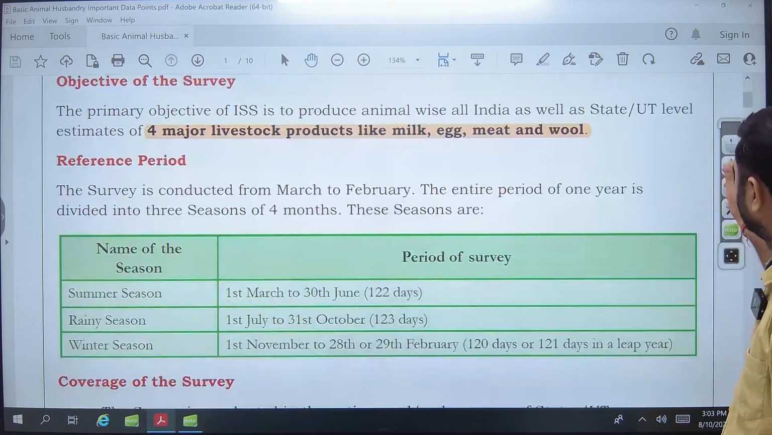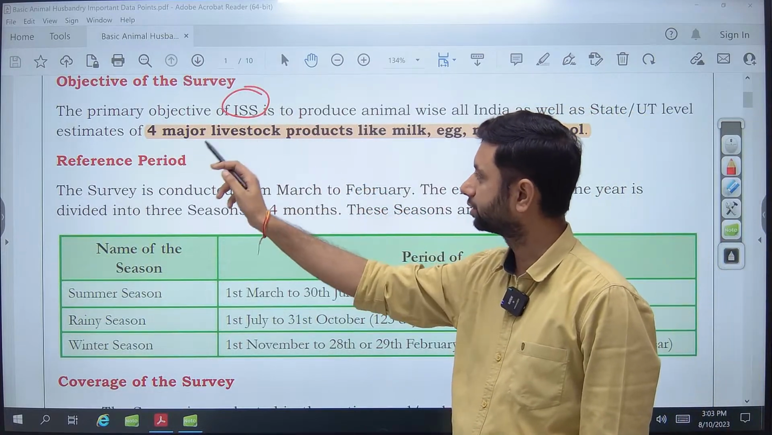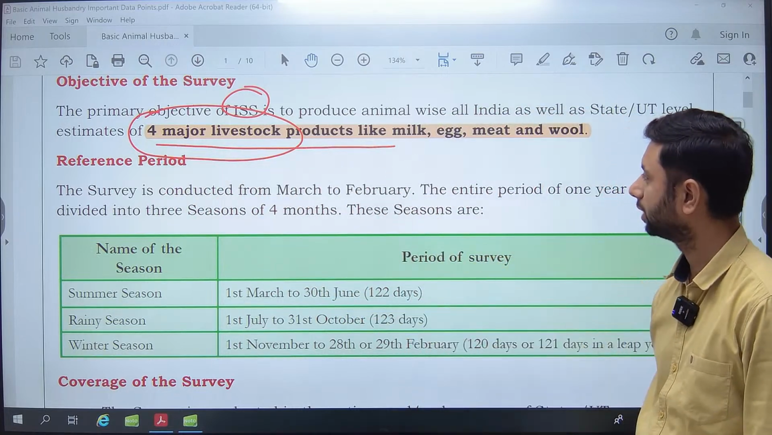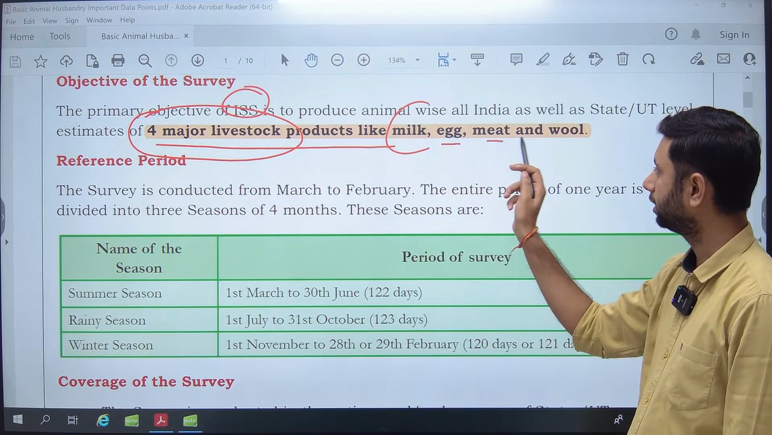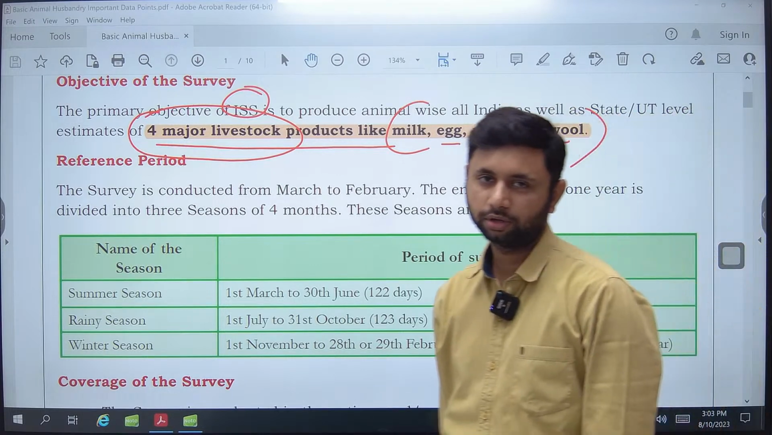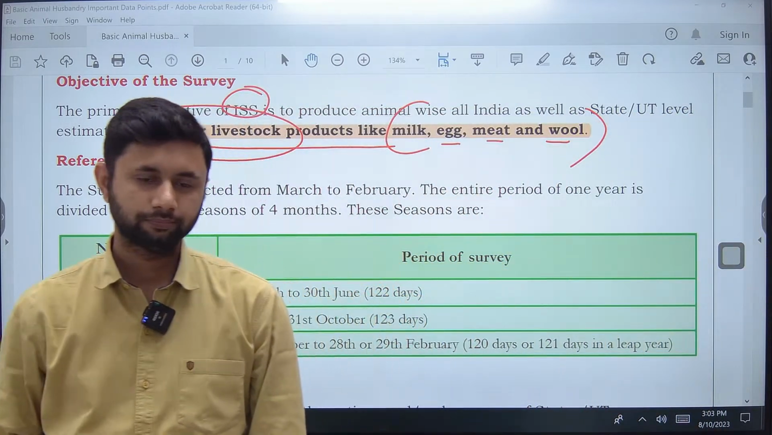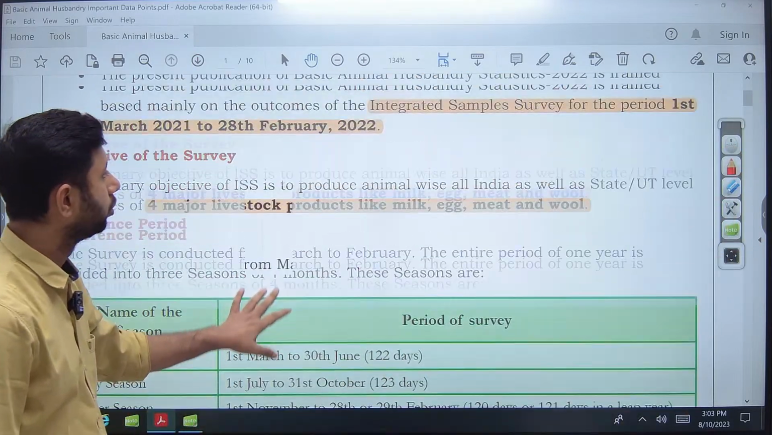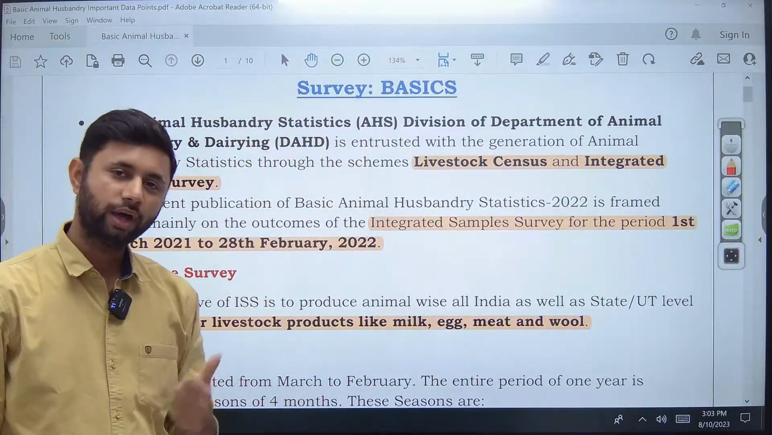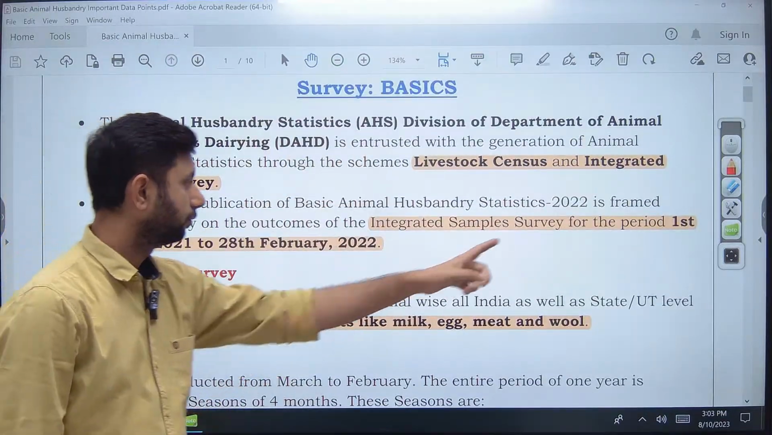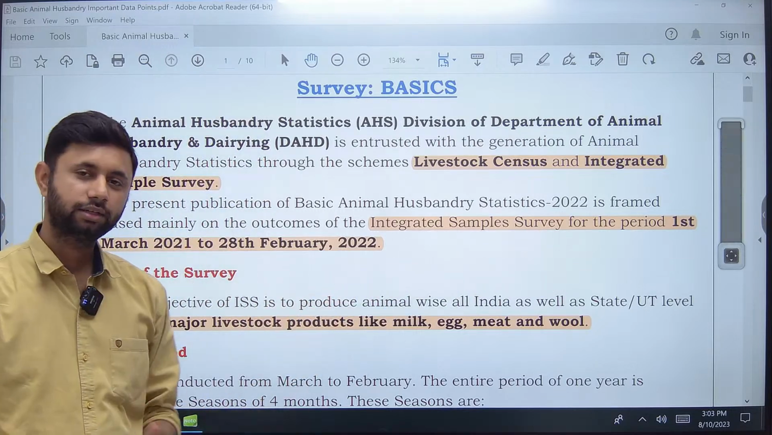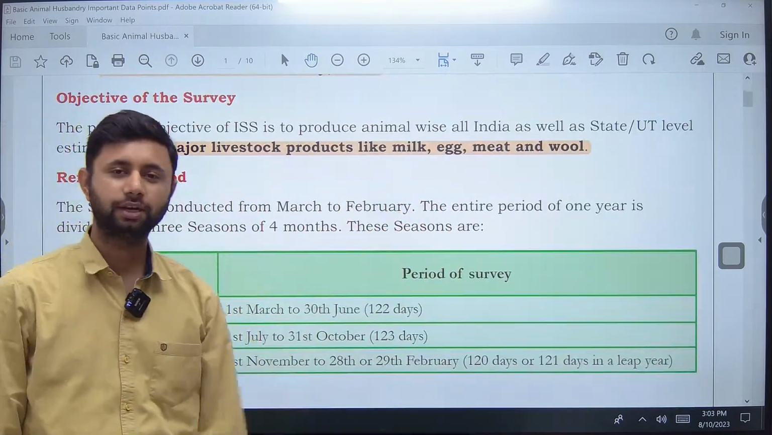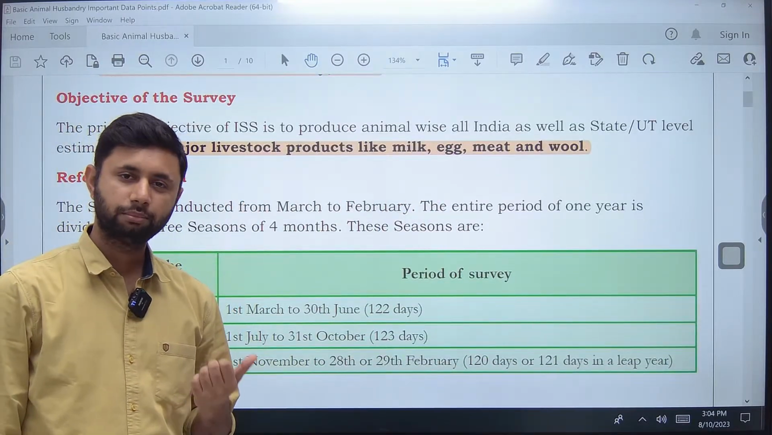This integrated sample survey has provided the estimates of four major livestock products, and these include milk, egg, meat and wool, all four commodities that we were just discussing. I hope you got the details about who publishes this data, from which date it was collected and compiled, and for what commodities it has compiled the data. These three things must be on your tips.